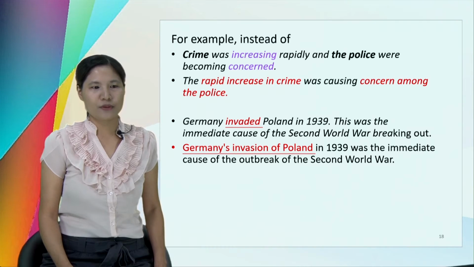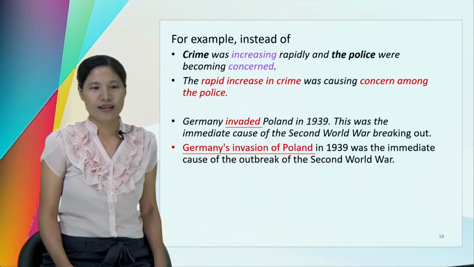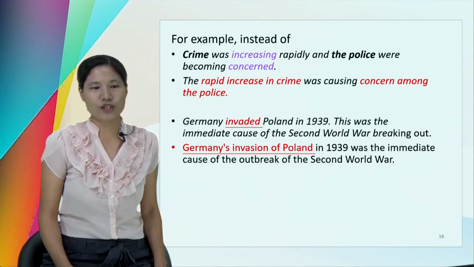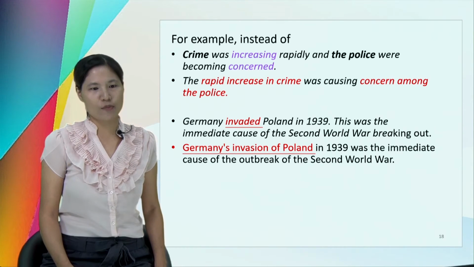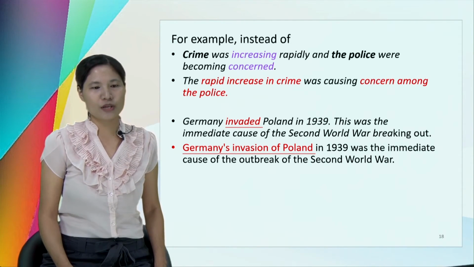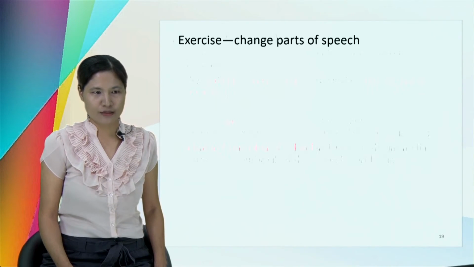Next example, Germany invaded Poland in 1939. This was the immediate cause of the Second World War breaking out. Then I changed that into Germany's invasion of Poland. Invasion, that's a noun, 名词. In 1939 was the immediate cause of the outbreak of the Second World War. Then suddenly the information is the focus, and then we combine the two sentences together, the information is more clear, it's more concise, the meaning is also more precise.